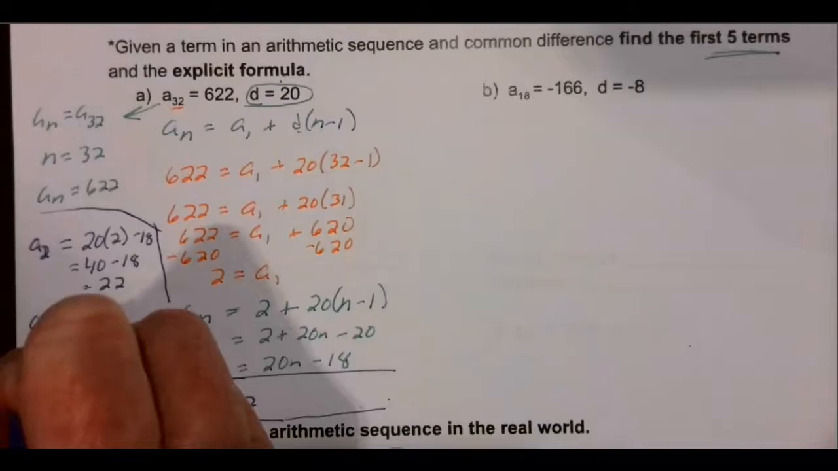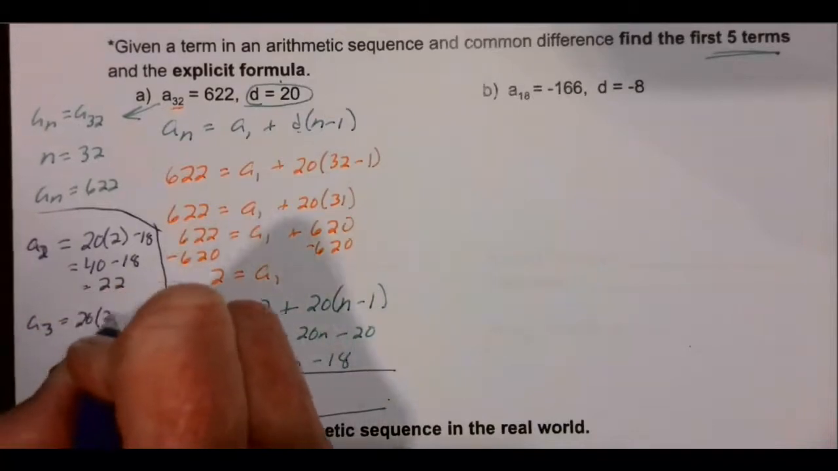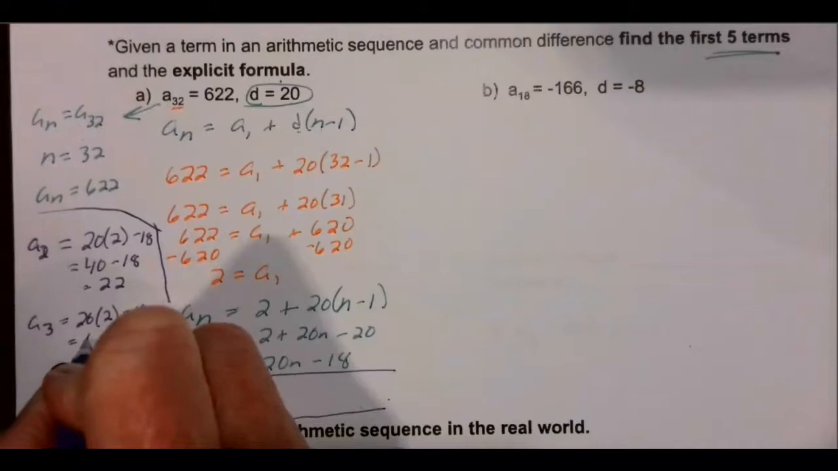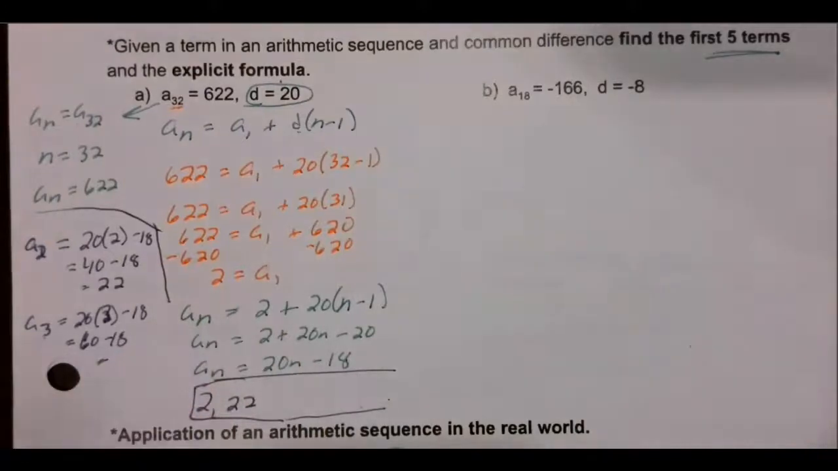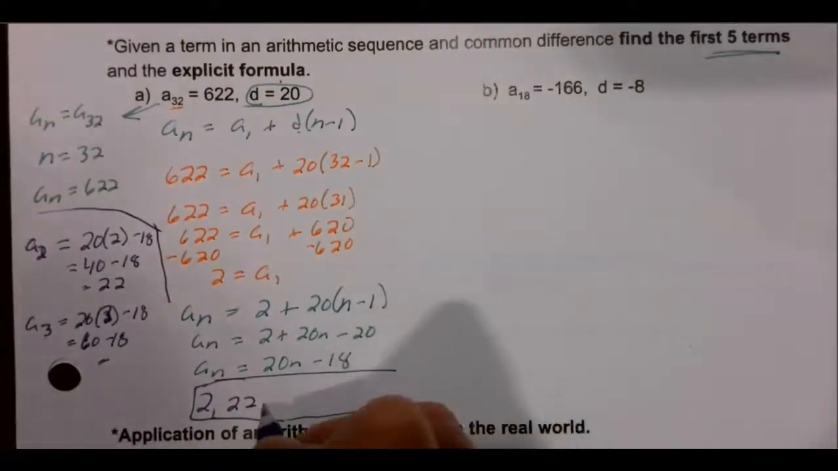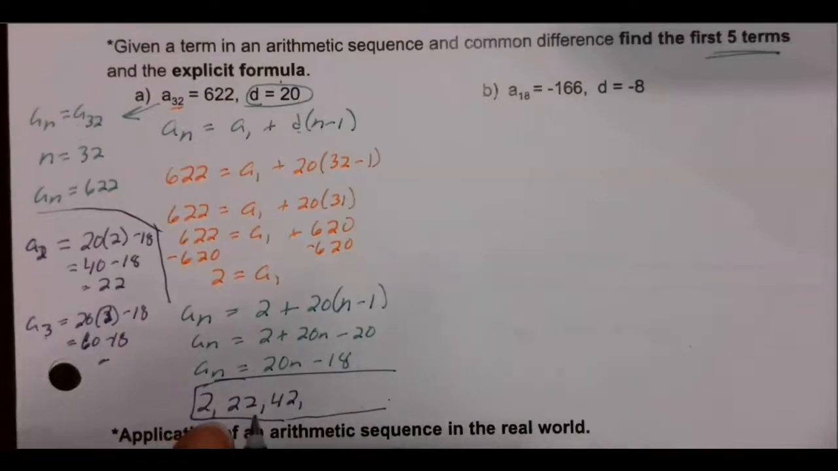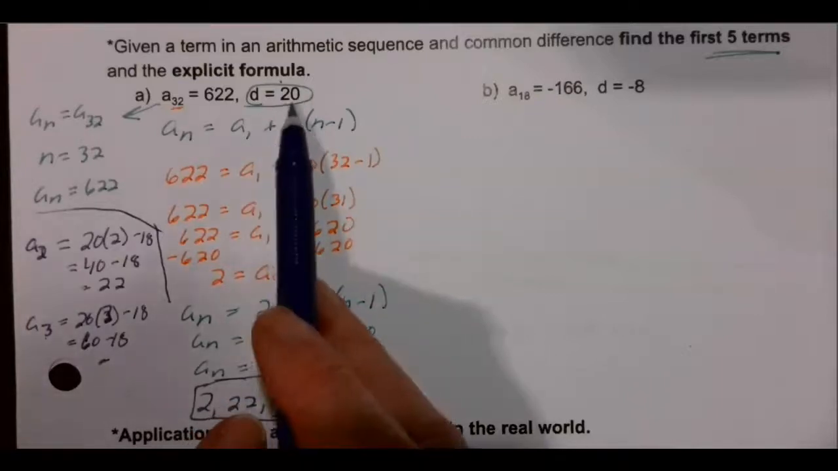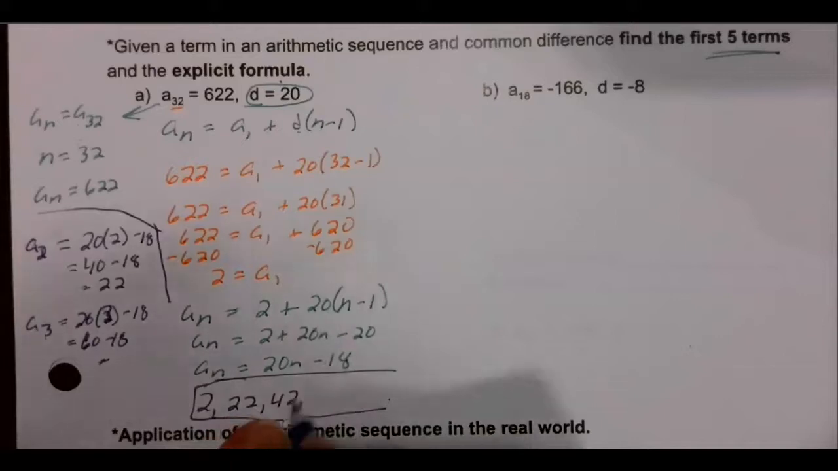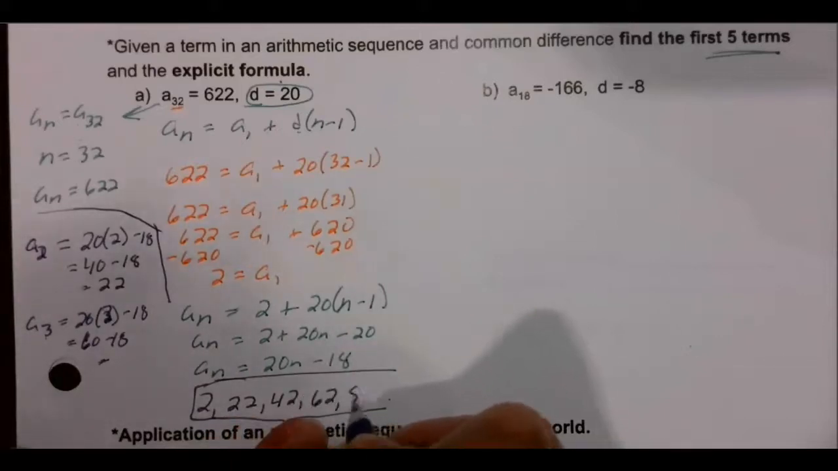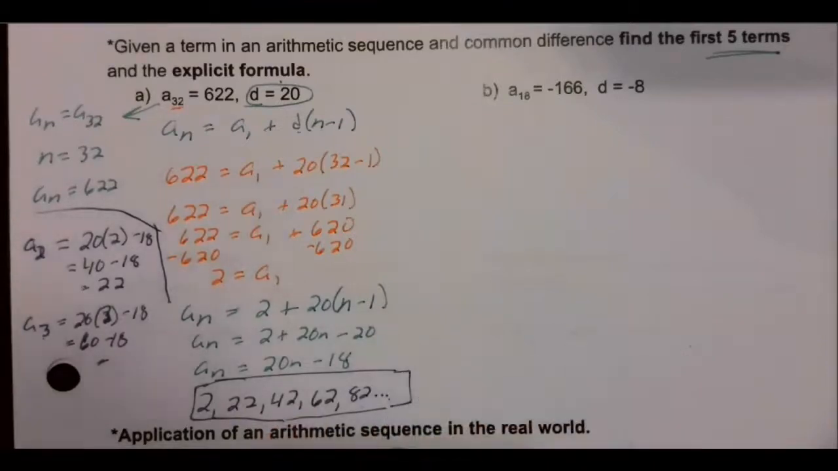Then we're going to find a sub 3, and we get 42. Now, notice the other pattern that's happening here. This is where we might slip into our recursive formula. See how it's going to go up by 20 every time? Now that I see that, and I should have seen it anyway because the difference was 20, I could just add 20 to this, and I can add 20 to this. And there's my first 5 terms.